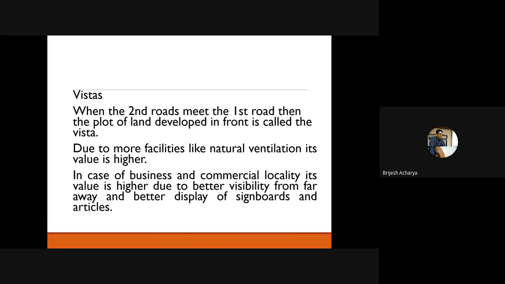Vistas: when the second road meets the first road, then the plot of land developed in front is called the vistas. Due to more facilities like natural ventilation, its value is higher. In case of business and commercial locality, its value is higher due to better visibility from far away and better display of signboards and articles. So at an intersection of two roads, if the property is situated exactly in front of it, it will have higher value than a property which is in a row and in between.